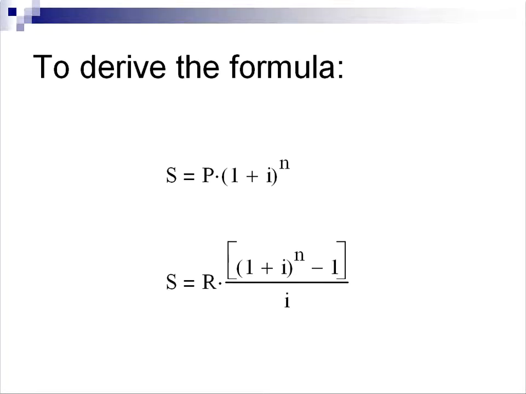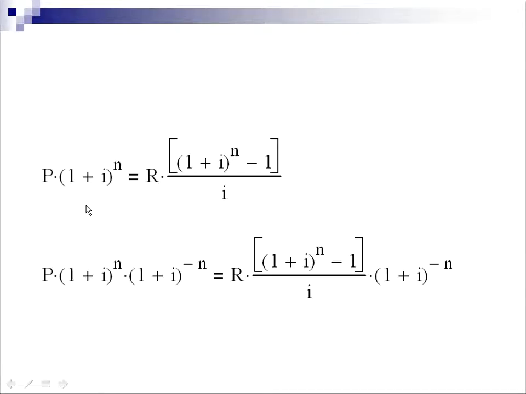To derive the formula for the present value of an annuity, one may argue as follows. The amount P invested now and earning interest at the rate of I per period will have this accumulated value at the end of N periods. But this also has to be equivalent to the future value of an annuity S. So since this S represents the same amount as this S, then we can set the right-hand portion of each one of the equations together, like this. Okay?